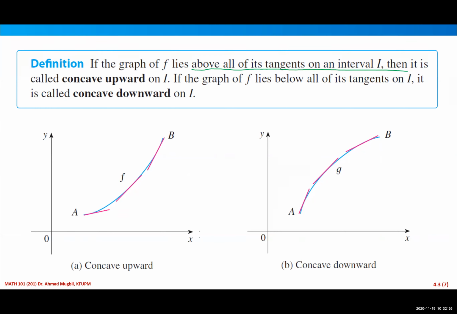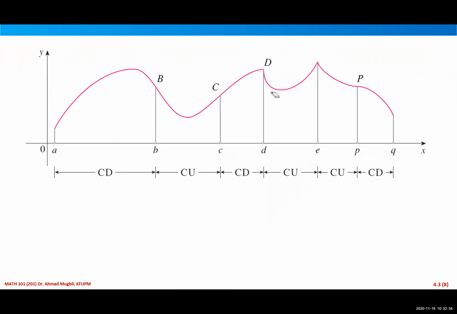It is not easy to check all the tangents, whether they are above or below. So we have a very interesting test for that: the concavity test, which depends on the second derivative. Now, let's look at this graph. From here up to here, it's concave what?